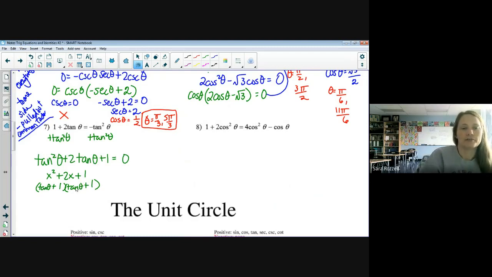And if I multiplied this out, tangent times tangent is tangent squared. Tangent times 1 is 1 tangent. 1 times tangent is 1 tangent. So those together make 2. And 1 times 1 makes the 1 at the end. And now we have 2 sets of parentheses that equal 0. We set them both equal to 0 and solve just like we did up above.